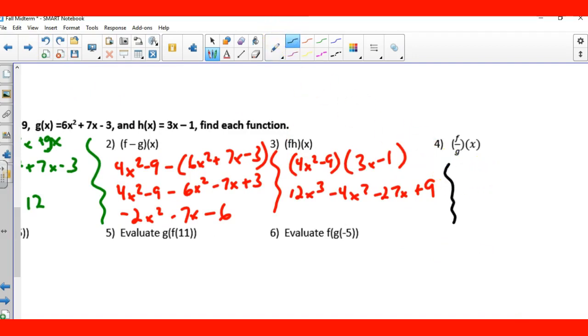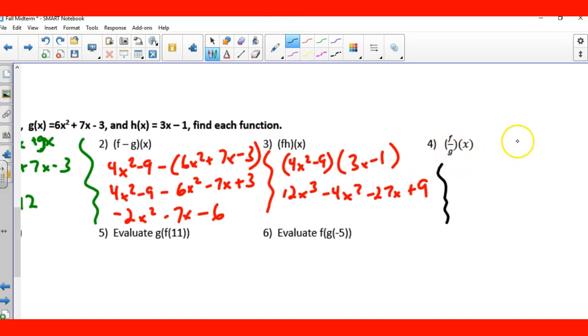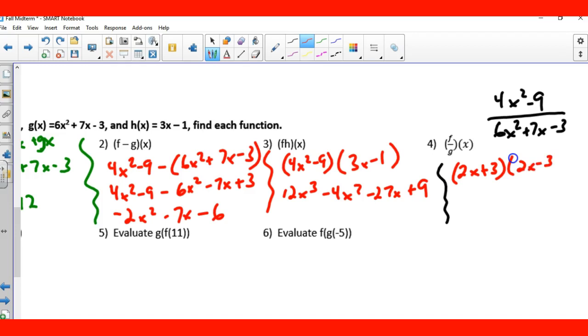Now, f divided by g. Alright, so we have 4x squared minus 9 divided by 6x squared plus 7x minus 3. So anyway, right here, we're going to factor the top. This is the difference of two squares. So you have 2x plus 3 and 2x minus 3. And then down here at the bottom, if you were to factor this, guys, you'll have 3x minus 1 and 2x plus 3.